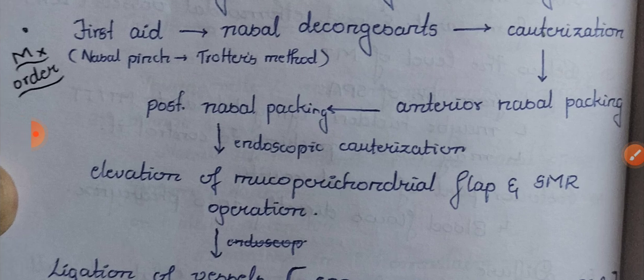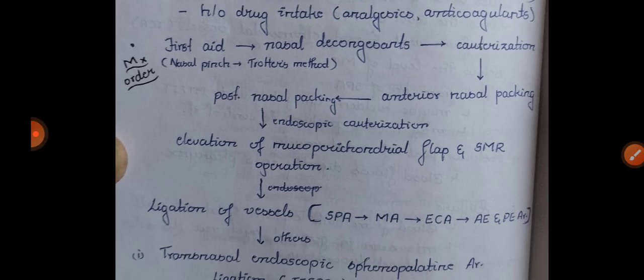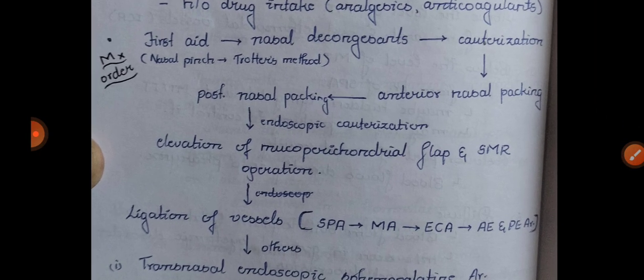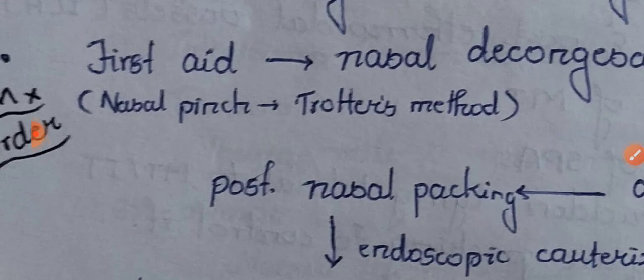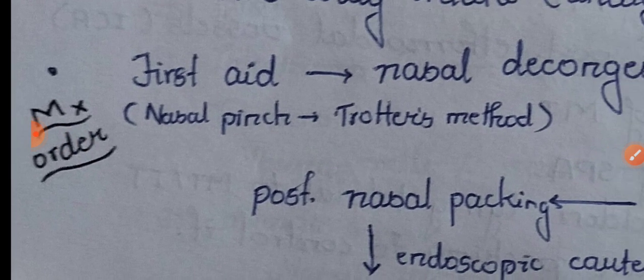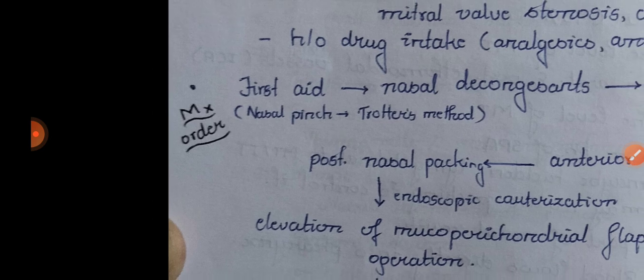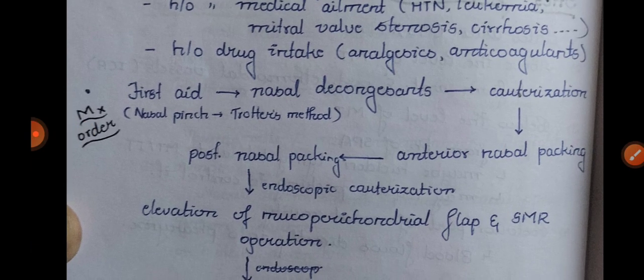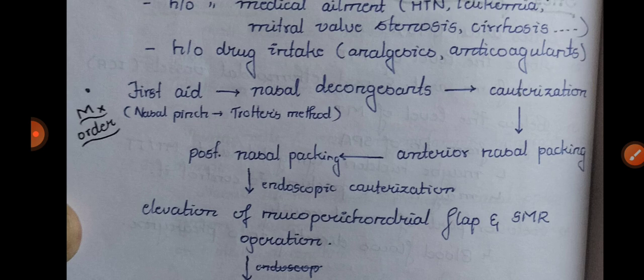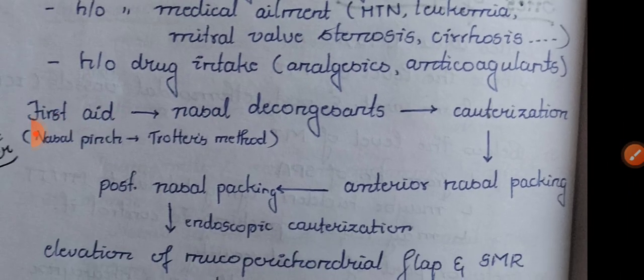Next, this is the flow chart. Okay, most important. First, whenever there is epistaxis, we will try to do first aid by nasal pinching. It is also known as Trotter's method. Okay, pinch the nose and bend anteriorly. Next we will do nasal decongestion with xylometazoline and oxymetazoline. Next we will do cauterization. Okay, cauterization of the artery.